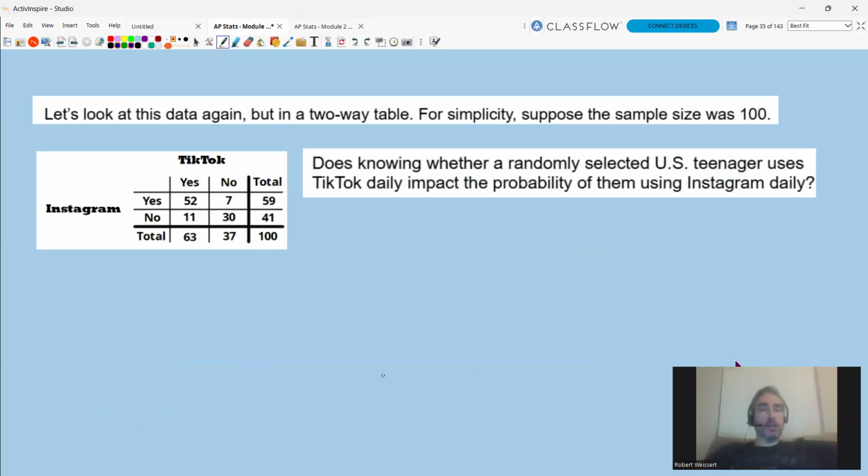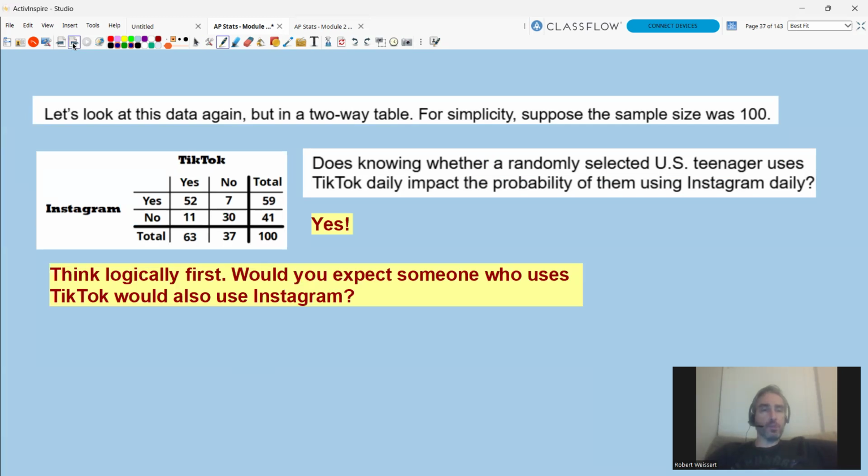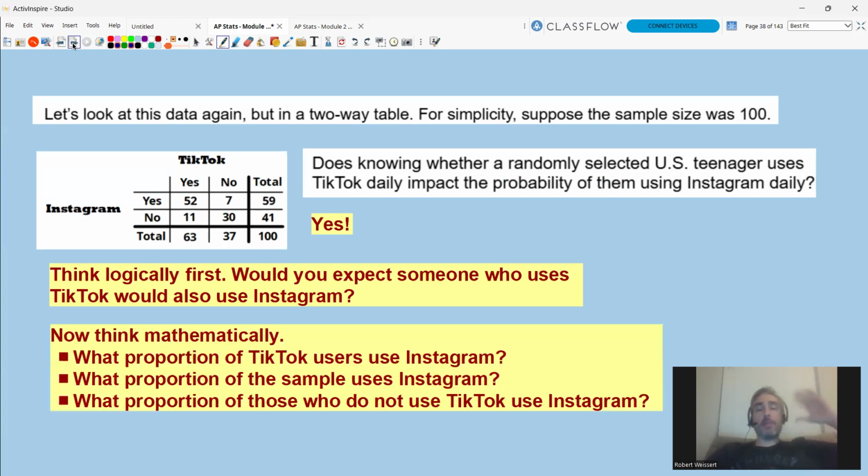All right, let's look at this again. Now we have to ask the question, does knowing whether a randomly selected US teenager uses TikTok daily impact the probability of them using Instagram daily? And if you think about that, well, yeah, generally speaking, if someone is going to be using Instagram, they're going to be using TikTok, right? So there is some sort of relationship between those. So we've got to think logically first. Would we expect someone who uses TikTok to also use Instagram? Most likely.